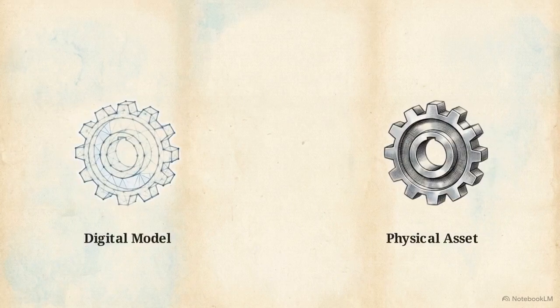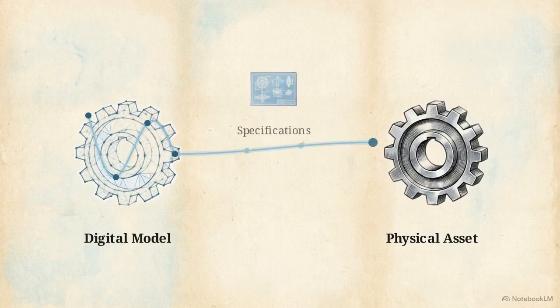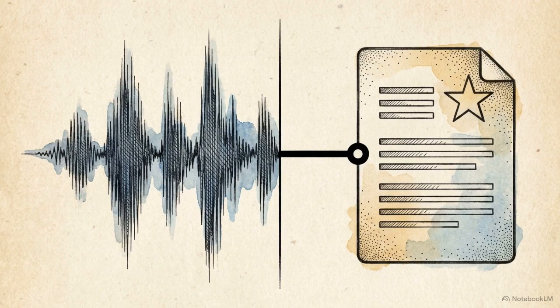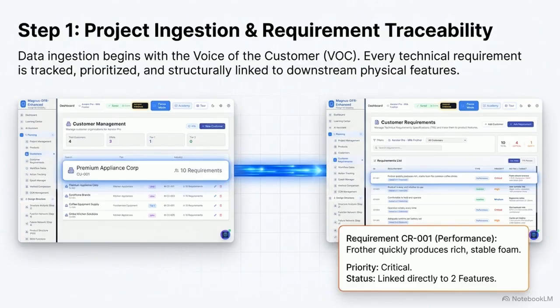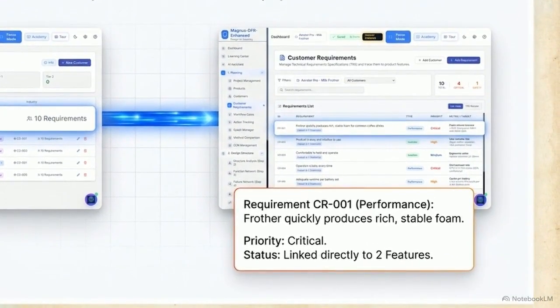To understand how this architecture operates in practice, we have to trace the construction of the digital thread sequentially, moving from an abstract concept to a physical part. The sequence begins at the absolute origin of any product lifecycle, capturing the voice of the customer. This interface displays the intake process. A top-level requirement, marked here as CR001, is ingested, assigned a priority, and actively tracked within the database.